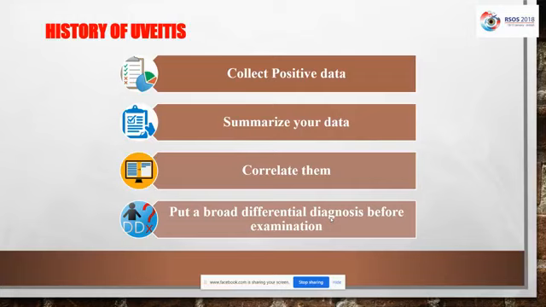So we mentioned before that we should be able to diagnose the etiology of uveitis after taking a good history in about 56% of patients, and the examination is increasing this percentage to 73, and only the lab workup is helping you in 5% of patients. So the collection of positive data, summarization of those data, and then correlation between them, and then putting a broad differential diagnosis before starting your examination is very important. So this is the end of how to take the history.